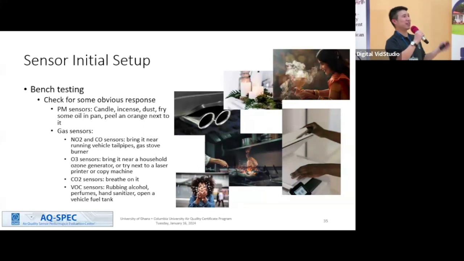For NO2 and carbon monoxide sensors, you might want to bring it near a gas stove burner or near a car tailpipe to check that it's showing something. For ozone sensors, if you have a laser printer or a copy machine, have it next to that and see that it's picking up some ozone. If you have CO2 sensors, just breathe on it. And for VOC sensors, try hand sanitizers, perfumes, or maybe open the gas tank on your car, and see if it responds to that.